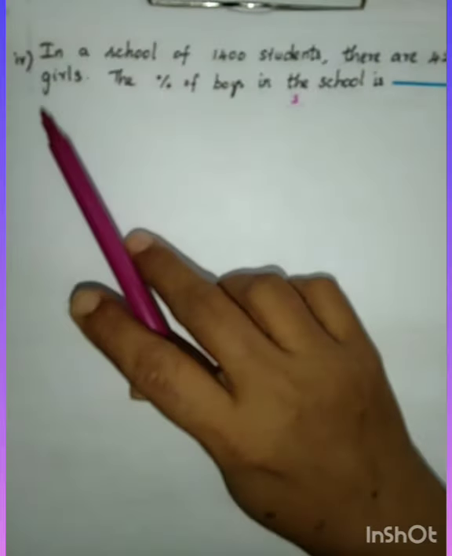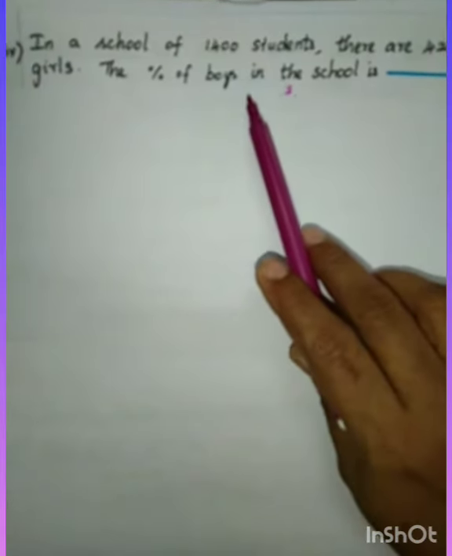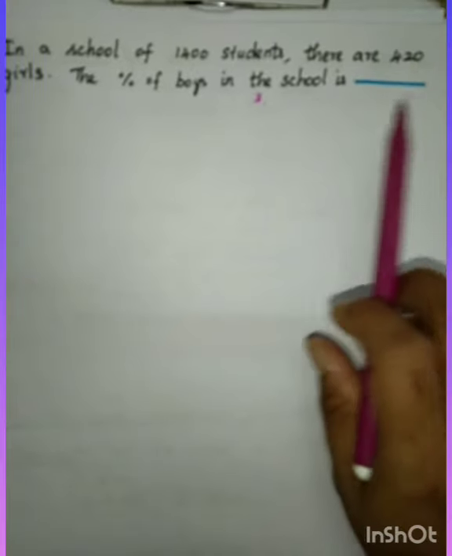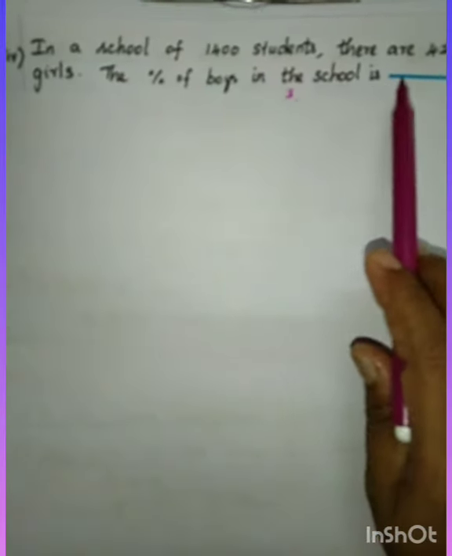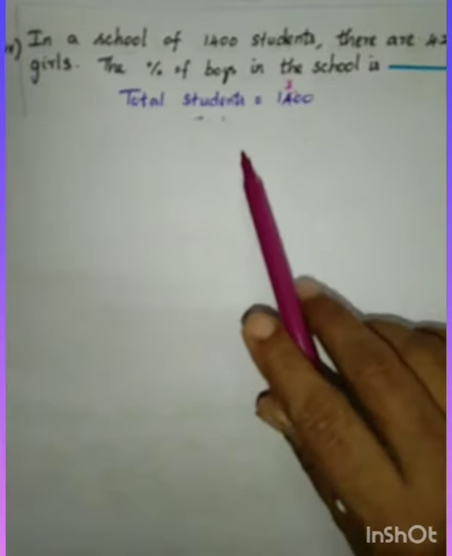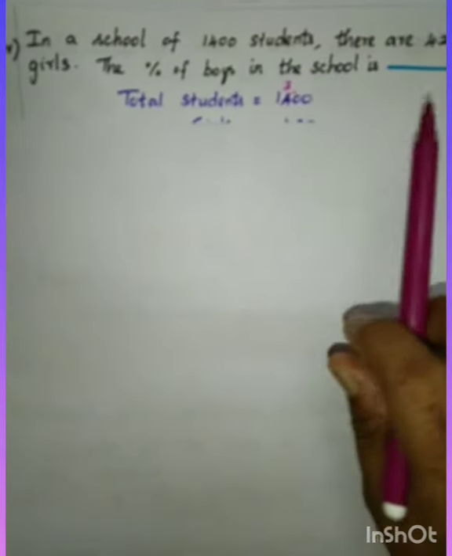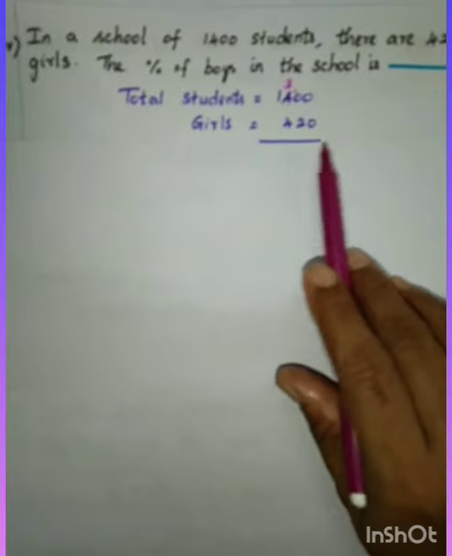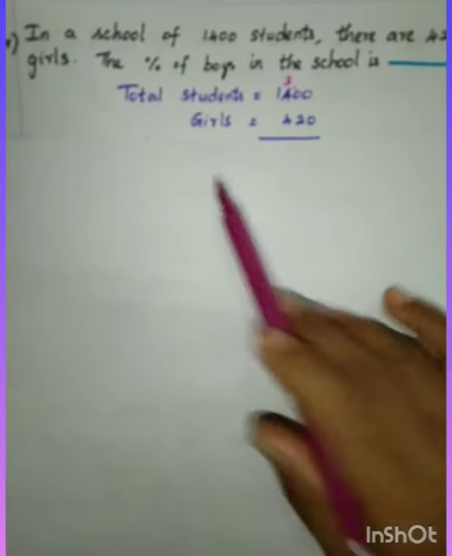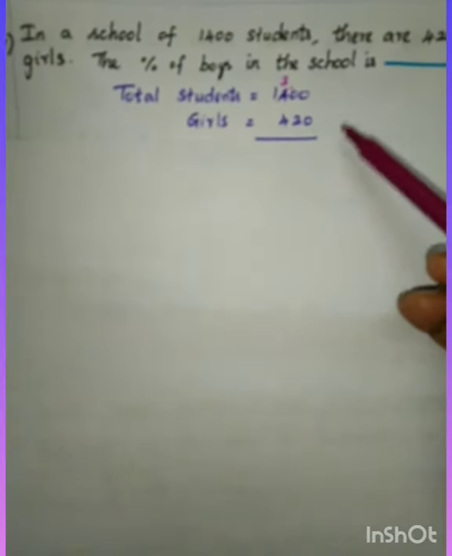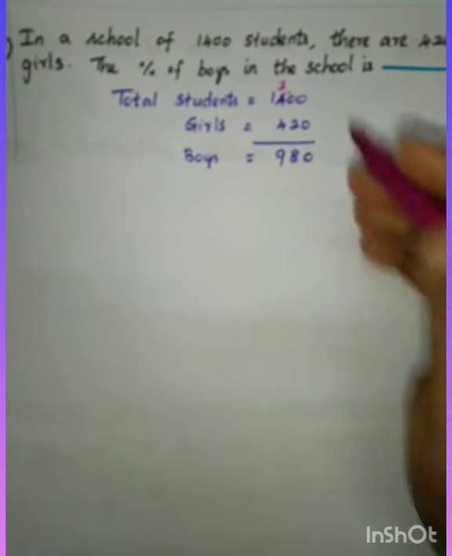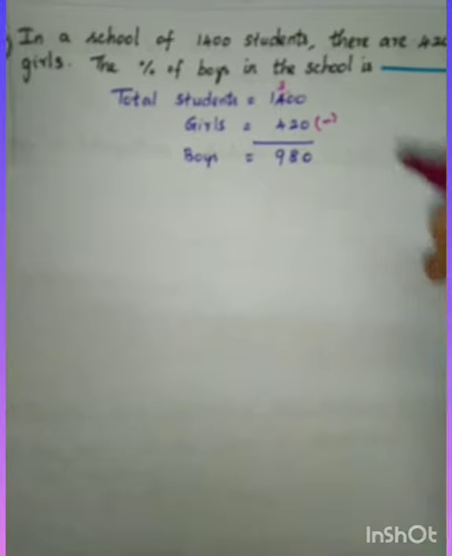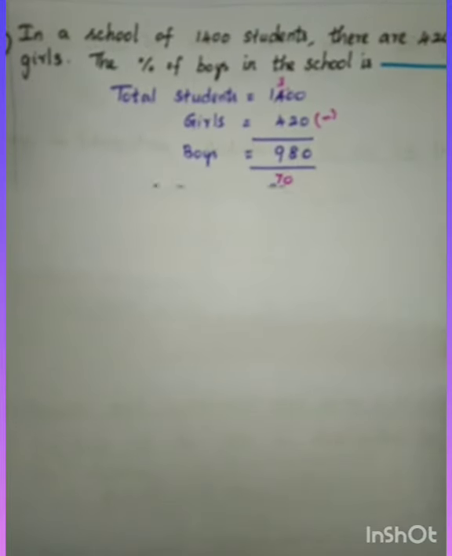Fourth subdivision, in a school of 1400 students, there are 420 girls. The percentage of boys in the school is dash. So total students is 1400. Number of girls is 420. Then the number of boys we can find by subtracting from the total students. So number of boys equal to 980. We have subtracted. Now the percentage of boys we are going to find out.